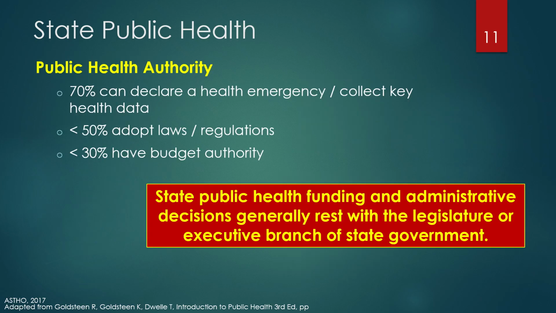State public health departments vary in the authorities granted to them. Most state public health departments, 70%, are authorized to declare health emergencies and to collect key health data. Less than one half have the authority to adopt public health laws and regulations. Less than 30% of state public health departments have budget authority. State public health funding and administrative decisions generally rest with the legislature or executive branch of state government.